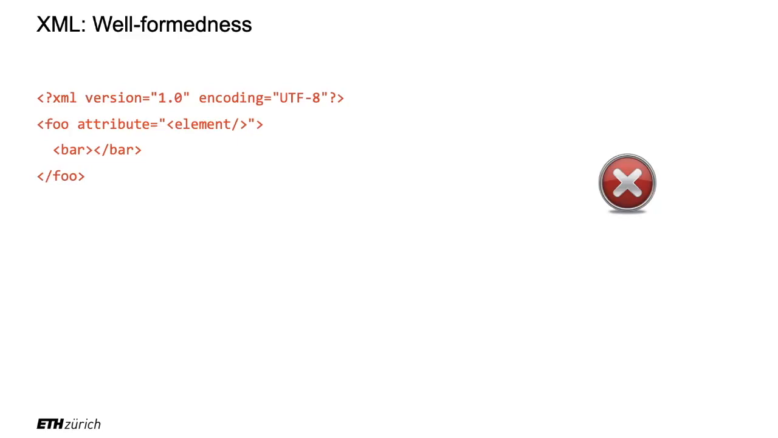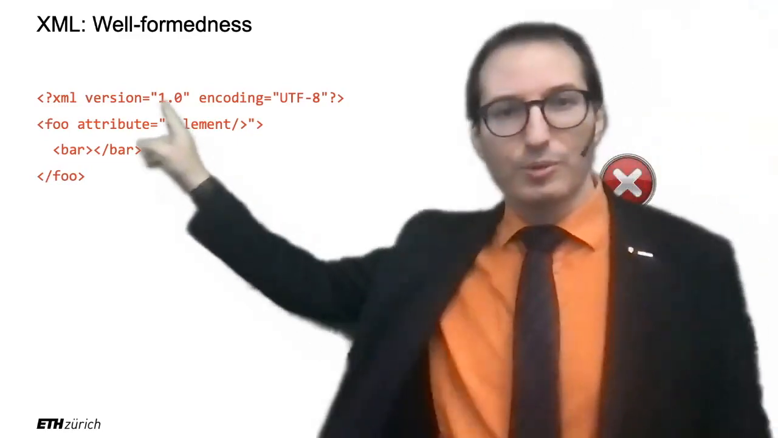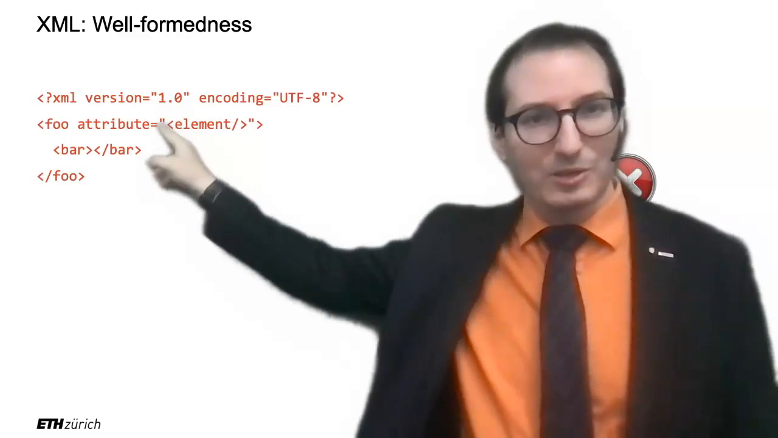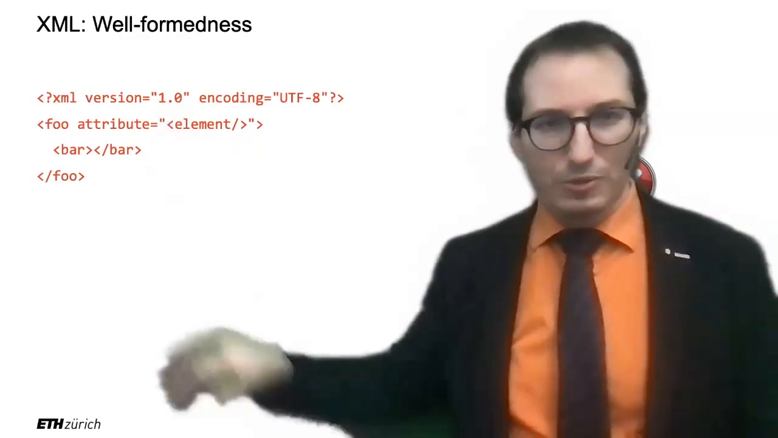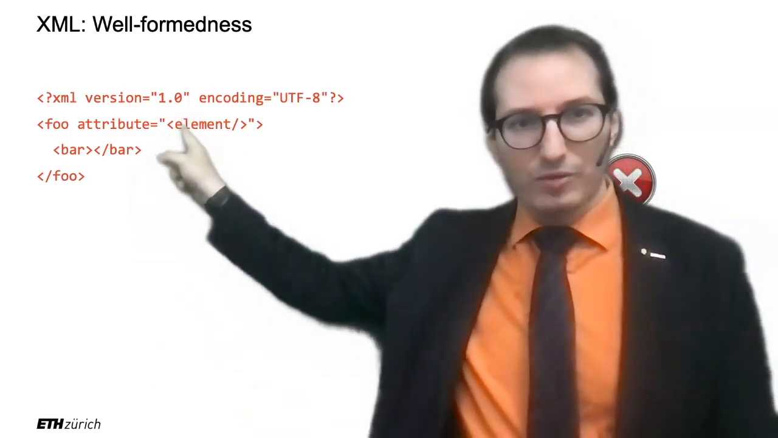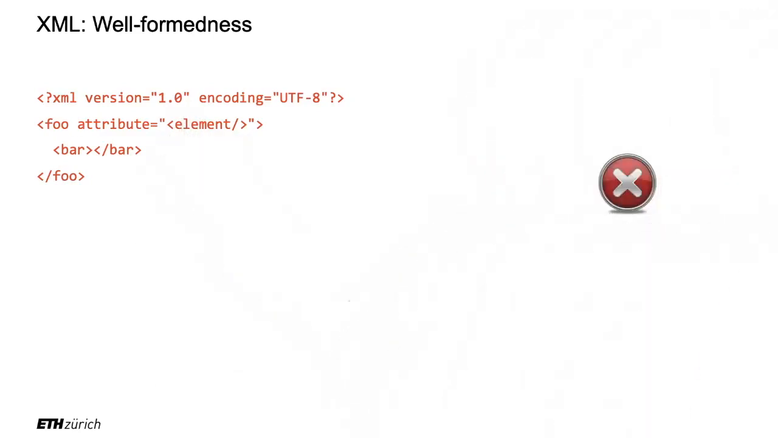This is also not okay because here I have an element inside an attribute, and I can also not do that. Because of this, it's the angle bracket basically that would confuse the parser. So this is not well formed for this reason. This is well formed. I just removed the angle brackets, and now I have a well-formed document. So in that case, I have a top-level element foo with one attribute element.